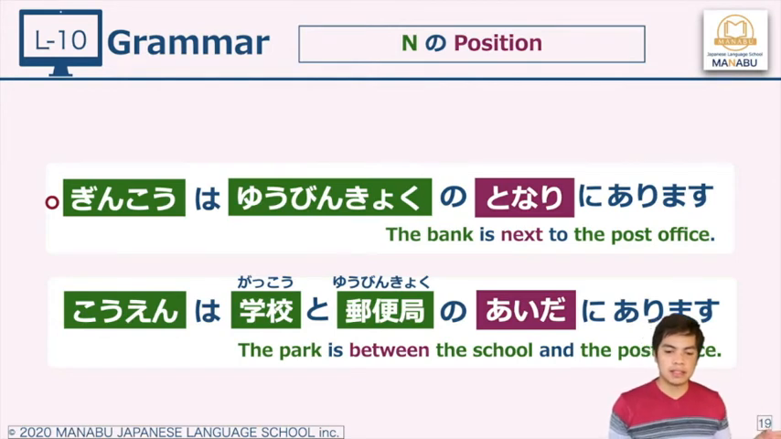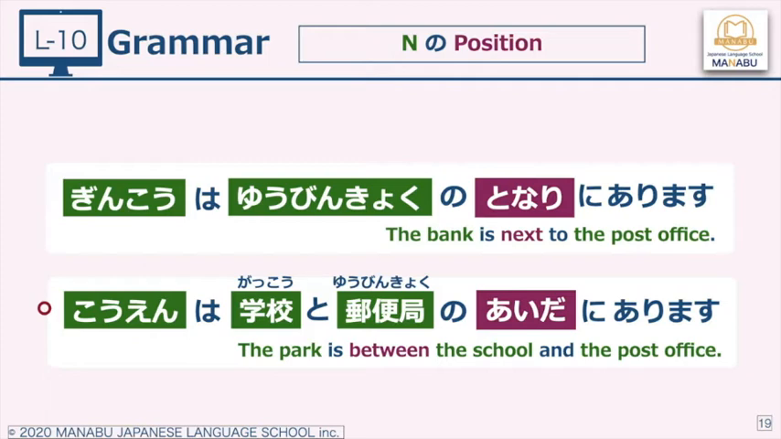Then the verb arimasu. Another example, koen wa, so the park. Koen means park. Then the particle wa. Gakko to yubin kyoku no aida. Aida means between. So if we will use the position aida, between, we must mention gakko, the school, and the yubin kyoku, the post office. Then we will use the particle to. The school and the post office. No aida, in between. Then the particle ni arimasu. It is between the bank and the post office.